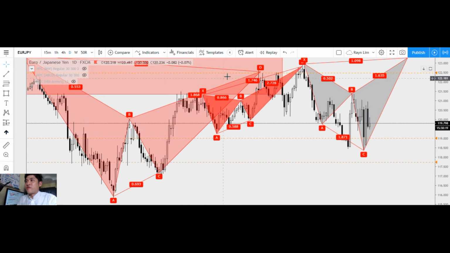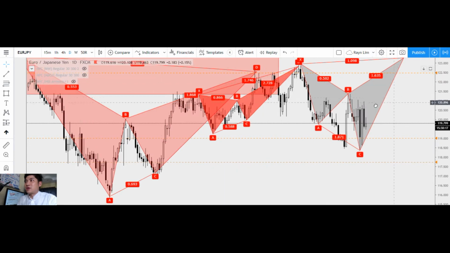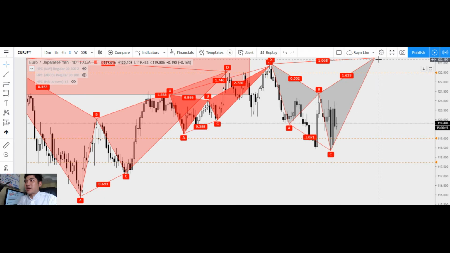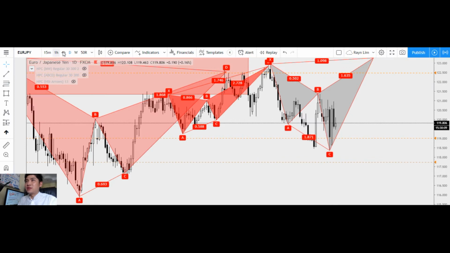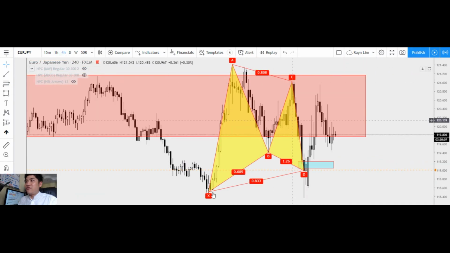Over here we have a bearish bat and crab, then followed by a shark pattern. I'm waiting for it to complete at a much higher price, which is 123.20. Okay, down to the 4 hour chart. On the 4 hour chart, this is the bullish Gartley pattern.